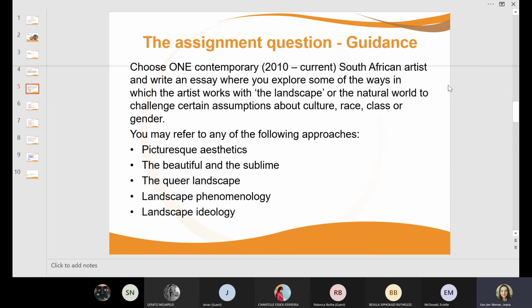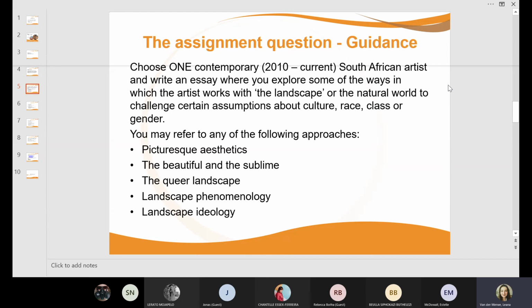And then here's the question. It says, choose one contemporary, and I've put there 2010 to current, South African artist, and write an essay where you explore some of the ways in which the artist works with the landscape or the natural world to challenge certain assumptions about culture, race, class, or gender. So again, you see these ideologies coming through here. And these are many of the things which we spoke about in the first assignment.